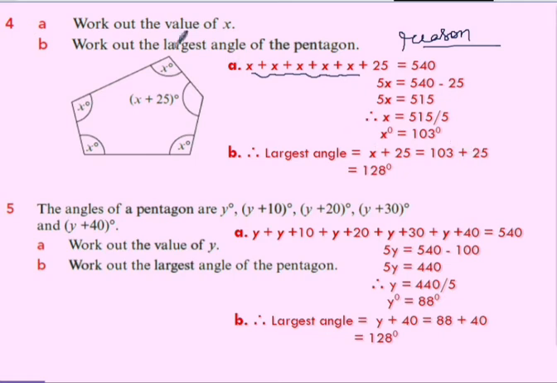Then they ask what is the largest angle? The largest angle is this one. So the largest angle is x plus 25. X is 103, plus 25 gives you 128. Let us go to the fifth question now.